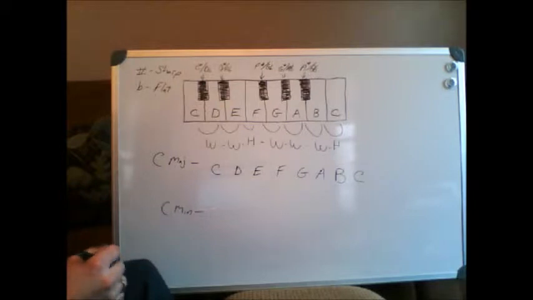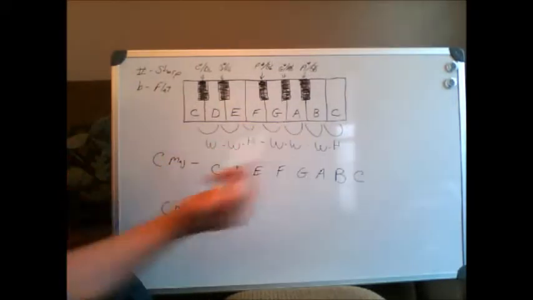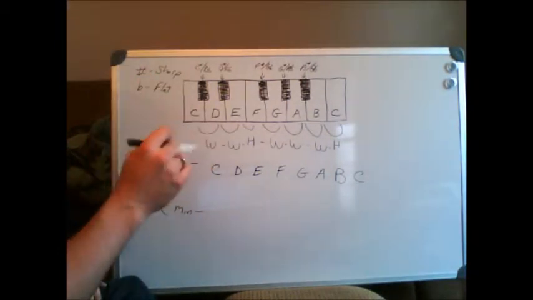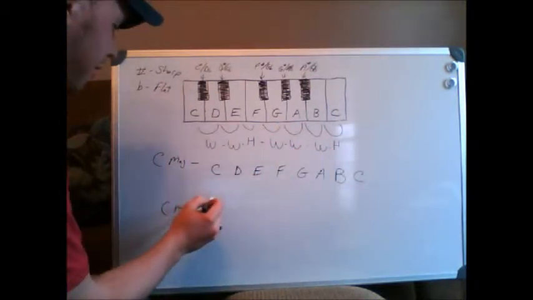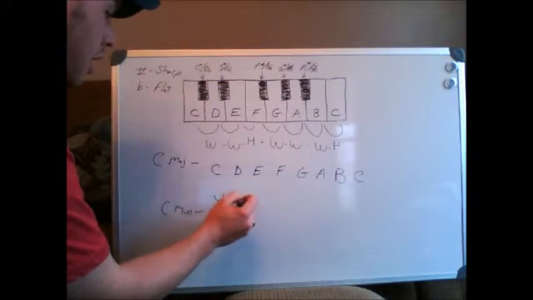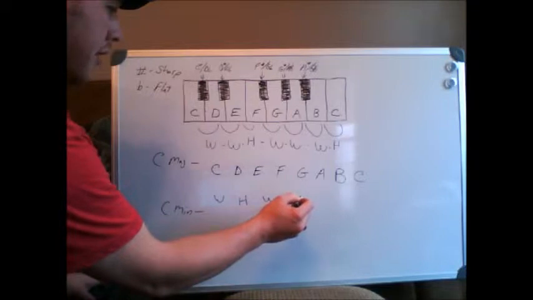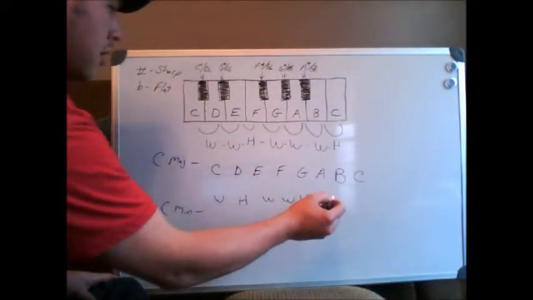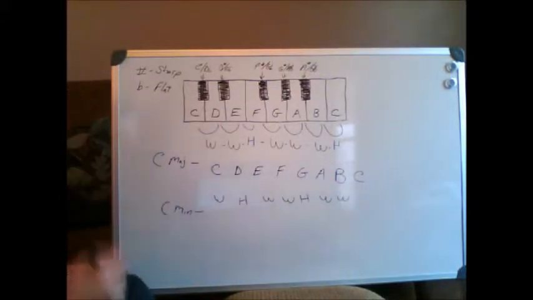Okay, so what we're going to do is we start off the same way. And for a minor scale, the easiest way to remember how to do a minor is you start from this position. You go a whole step, half step, whole step, whole step, half step, whole step, whole step. Okay? And I'll explain that here in a second.